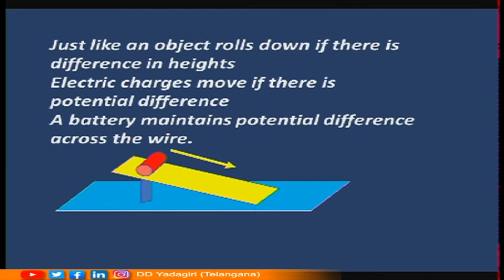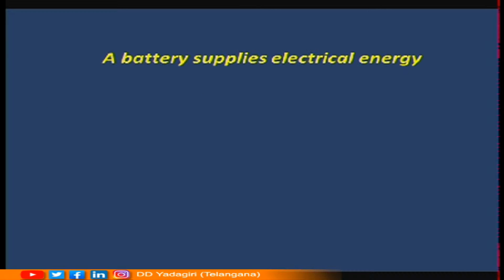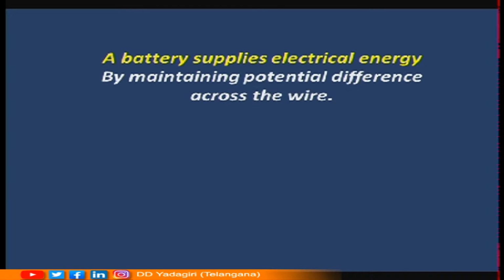Just like an object rolls down if there is difference in heights, electric charges move if there is potential difference. And to maintain a potential difference, we use a battery. A battery maintains potential difference across the wire. Here are some batteries of various voltages, and all of them will maintain a constant potential difference across the conductor. A battery supplies electrical energy by maintaining potential difference across the wire.